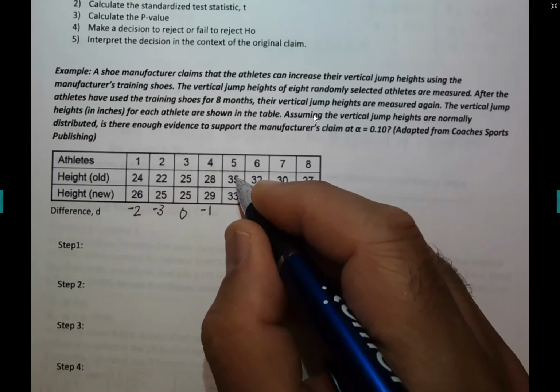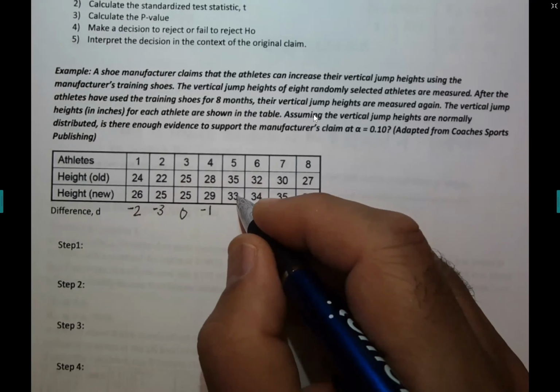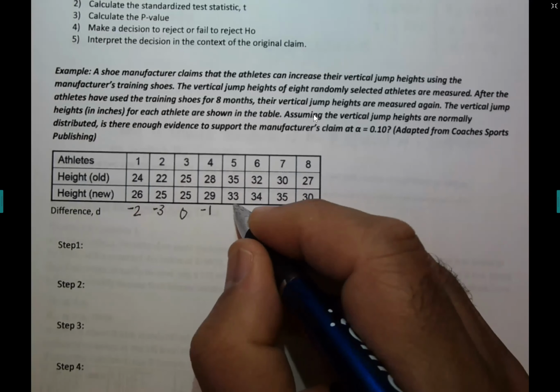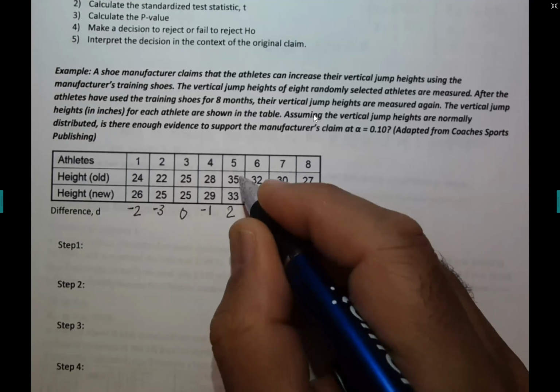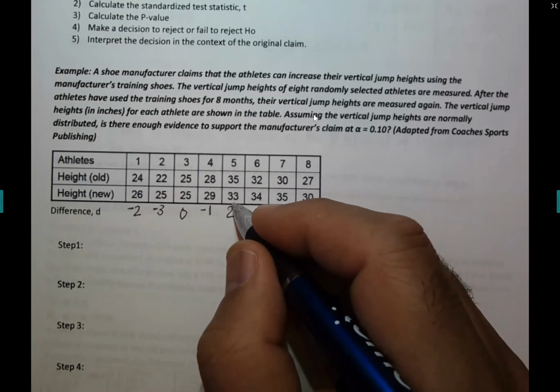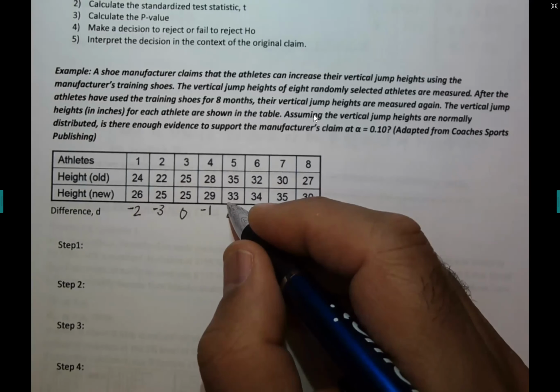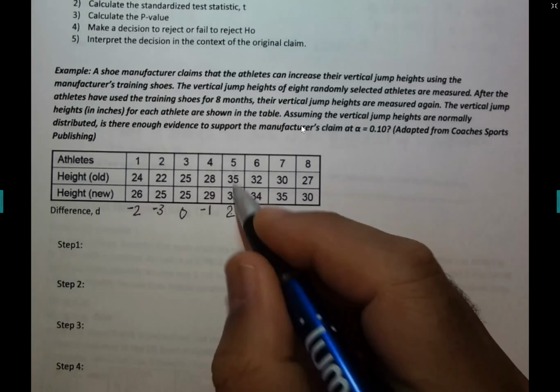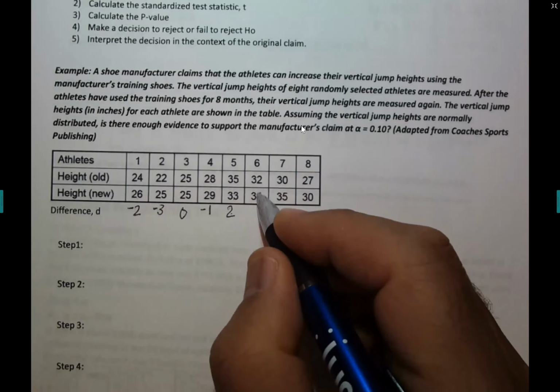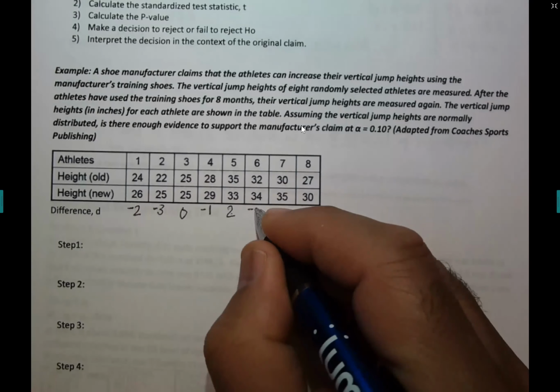What about this guy? He was doing 35 before and he did 33 now. So what's the difference, guys? Do you agree 35 minus 33 is 2? Do you think it worked for athlete number 5? Yes or no? Yes? No? What do you guys think? I hope that you are listening. No, it didn't work. So if you get a positive answer when you subtract, it didn't work. 32 minus 34, it's a negative 2. It did work for this guy.